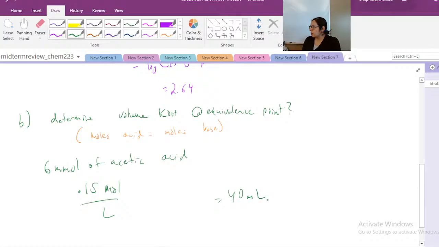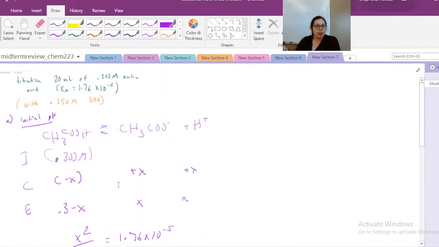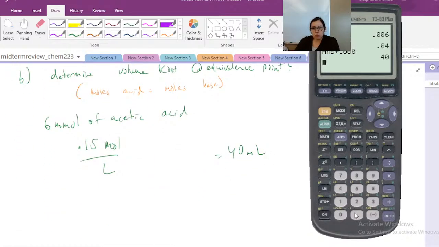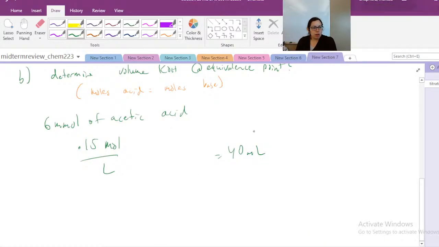Does that sound good to everybody? From our molarity, we were given initially that we have a 0.15 molar solution, and then we can just plug that back in, so 0.15 times 0.04 gets us back to 6 millimoles again. All right, so that looks good.